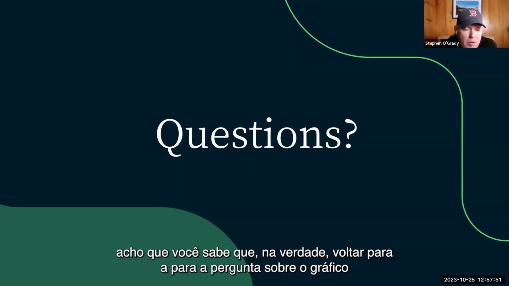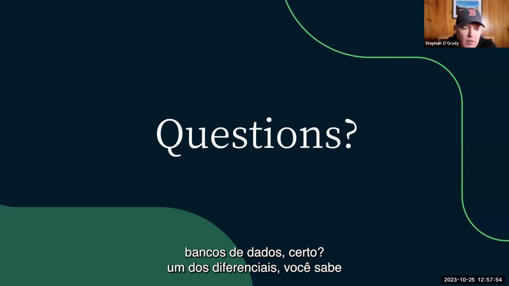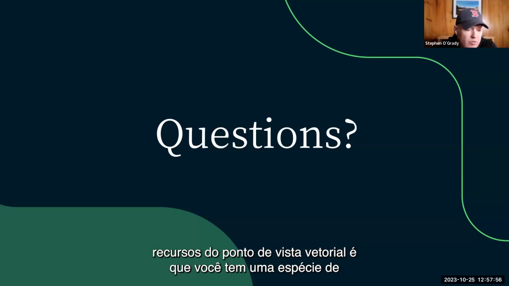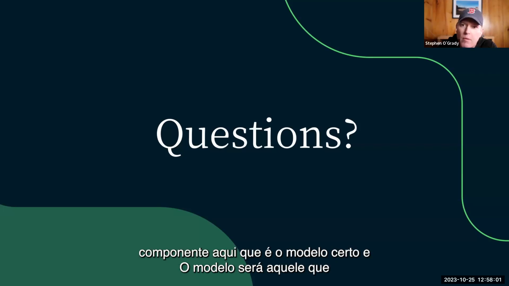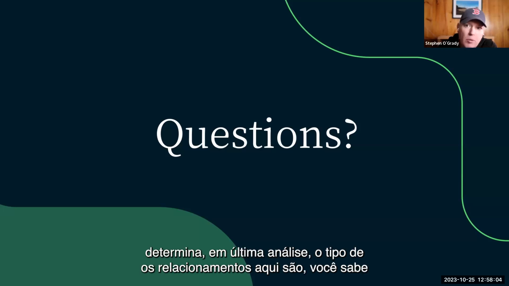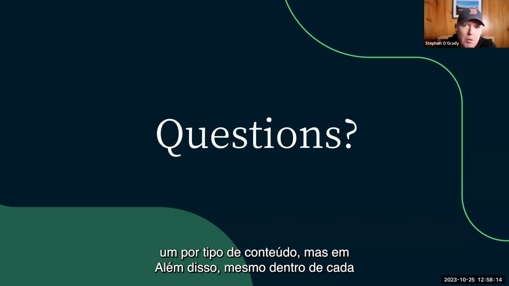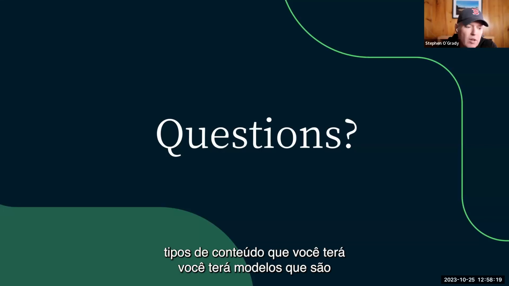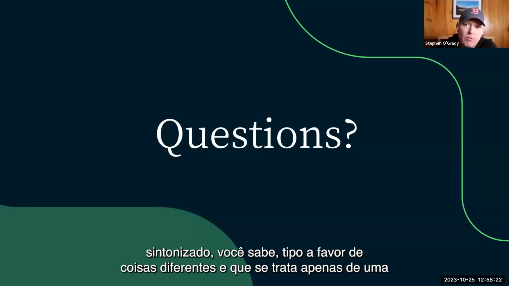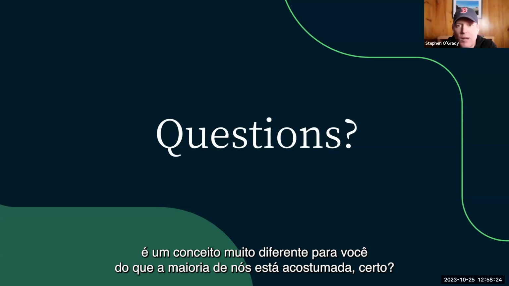Going back to the question about graph databases, one of the differentiating features from a vector standpoint is that you have an additional component here, which is the model. The model is going to be the one that determines ultimately what the relationships are. You have a wide variety of them, as we mentioned, on a per content type basis. But even within individual content types, you're going to have models that are tuned in favor of different things, and that's a very different concept than most of us are used to.